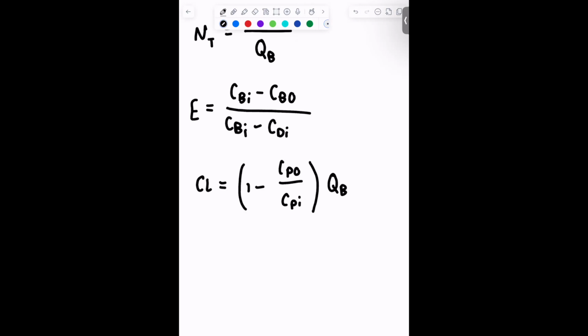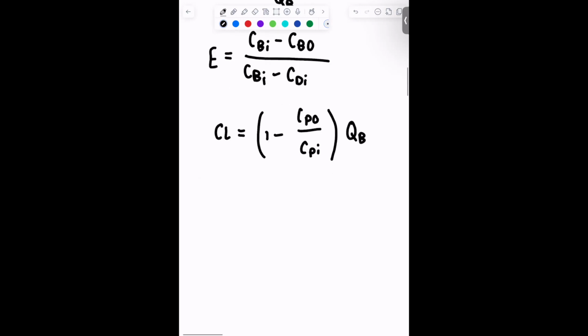So next, we're going to talk a little bit about transport. So we're going to bring back our favorite flux equation. So we have J times C equals D dC dy.